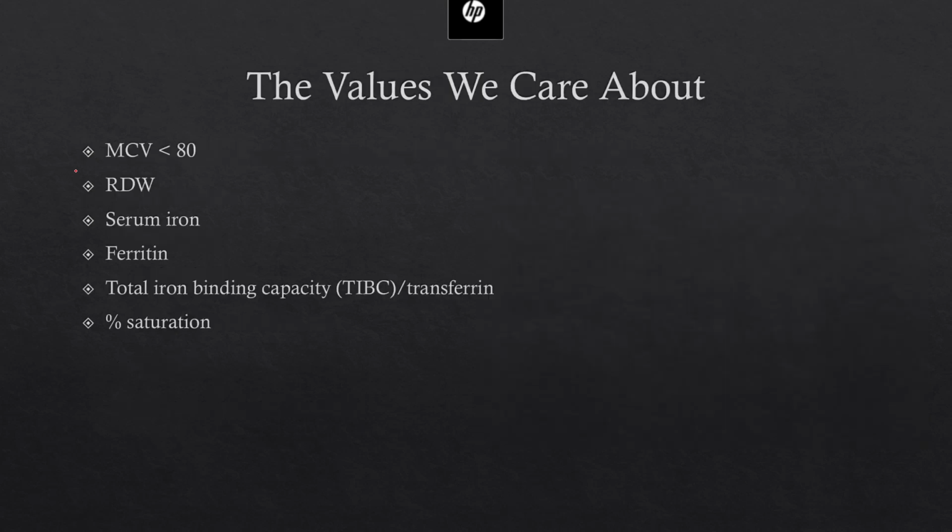So when it comes to iron and the iron-related anemias, there are a few values we care about. First of all is the MCV. Generally speaking, an MCV in iron-related anemias is less than 80, or it's a microcytic anemia. And if you're wondering why I'm saying iron-related anemias, it's because I'm really talking about multiple types, which is iron deficiency anemia, anemia of chronic disease, and even something like Plummer-Vinson. These are all related to iron.